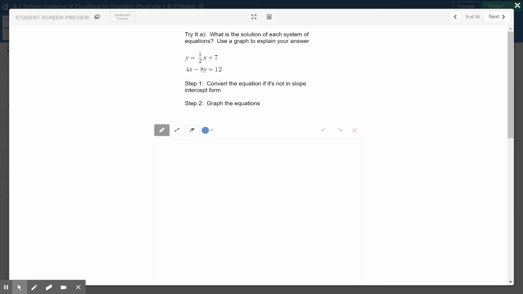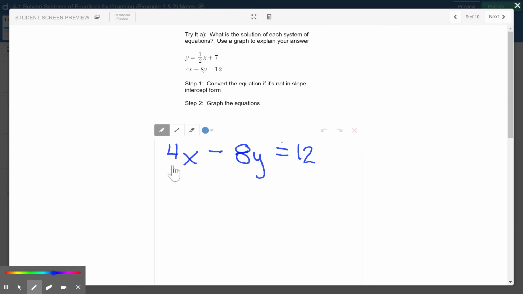All right, so the next one. Notice right here we have one equation that we have to change. So we have 4x minus 8y equals 12. So we're just solving for y so we can graph it.